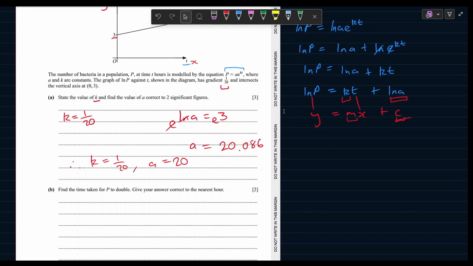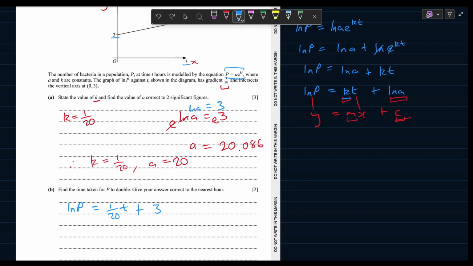Part B says find the time taken for P to double, give your answer correct to the nearest hour. Okay, so when we reduced this equation to linear form, we say that it's going to be of the form ln P is equal to k, which we said is 1/20, multiplied by t plus ln A. ln A was 3, so this is plus 3.